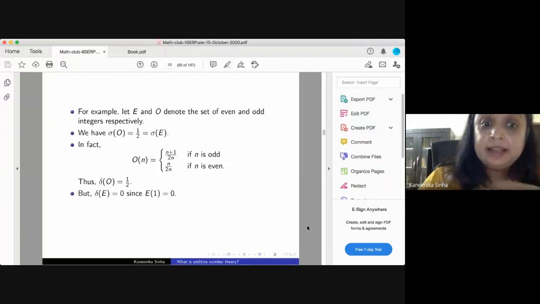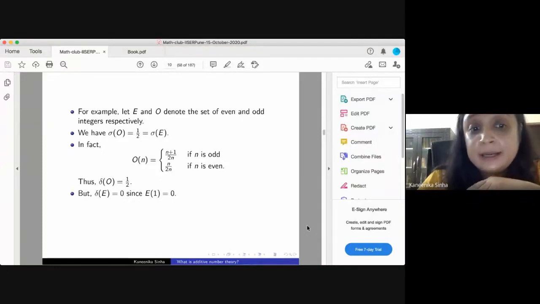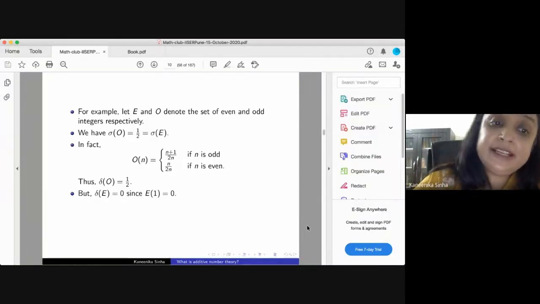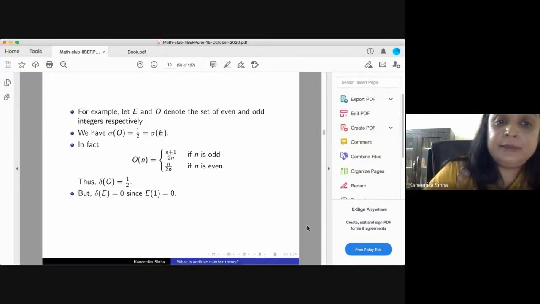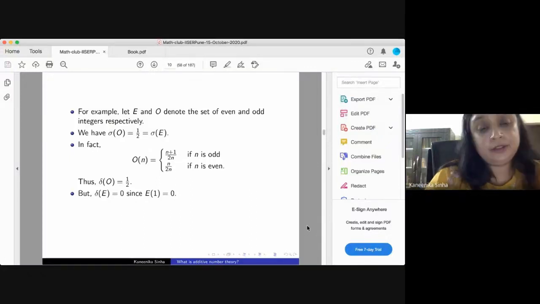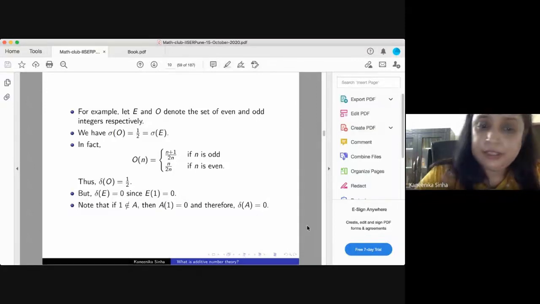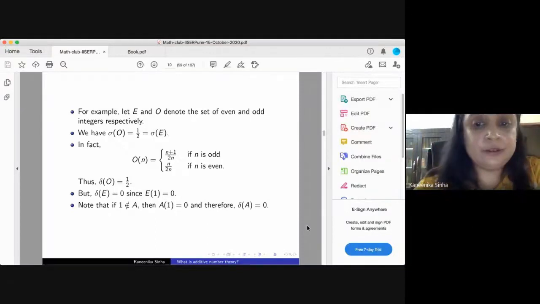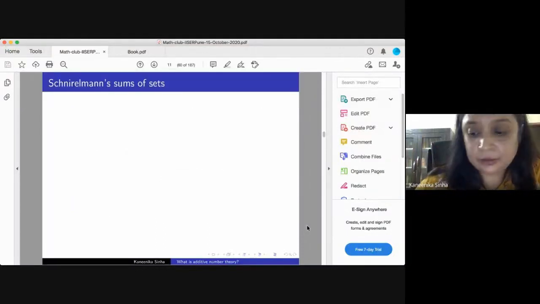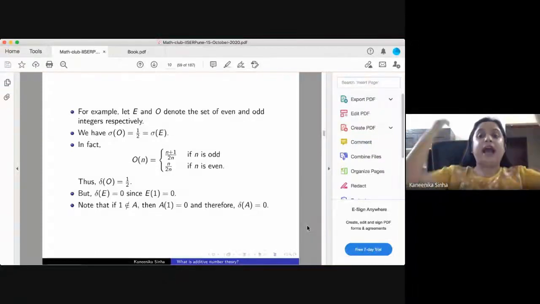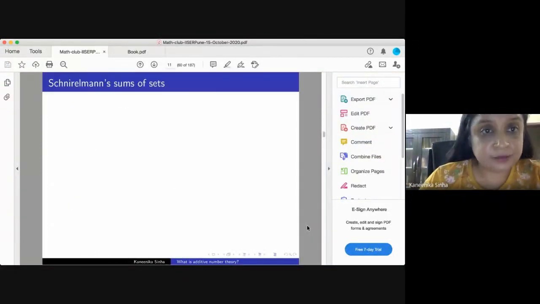But the Schnirelmann density of the set of even numbers is not half, because E of 1, like I said, this density is very sensitive to small values of n. So E of 1 is 0. So delta of E is 0. So this is how the Schnirelmann density differs from the natural density. In general, if 1 is not an element of A, then A of 1 is 0, and therefore delta of A is 0. Now the question is, how is this relevant to additive problems? And this was Schnirelmann's big contribution.